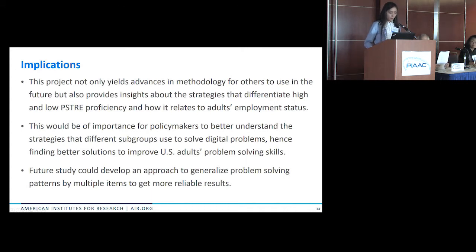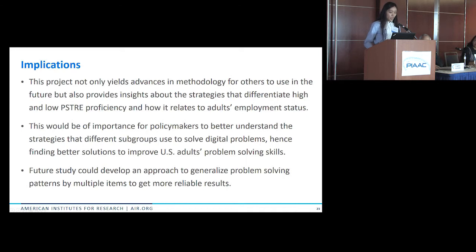The implication of this study, in addition to the methodology, is that we also provide insights about the strategies that differentiate high and low PSTRE proficiency, and how it relates to adults' employment statuses. This is especially important for policymakers because it would help them find targeted interventions for a special population.